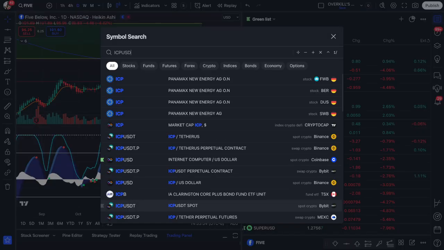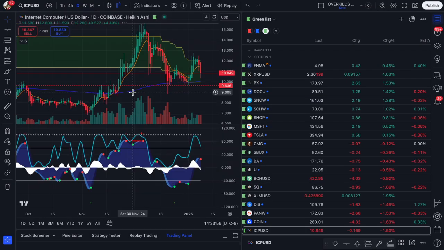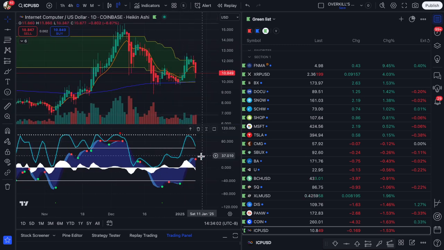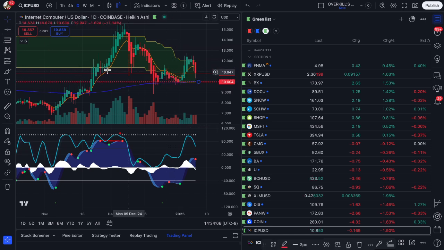And last but not least, we got ICP. ICP is red, but also in the golden zone. I like this one still. Let's just wait for that green dot to determine where we're going to bounce. If you want to set a stop loss, put it right there just below 10.